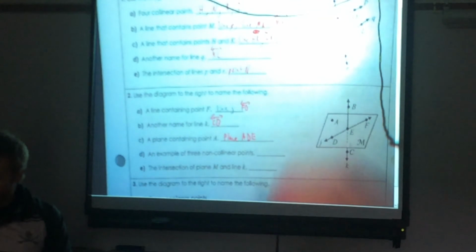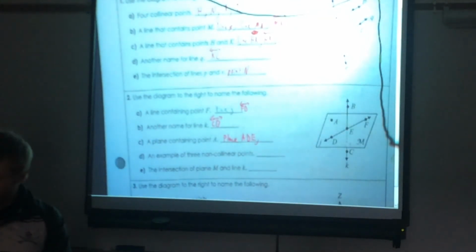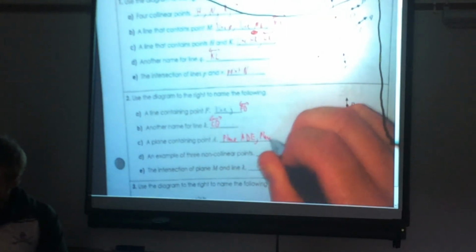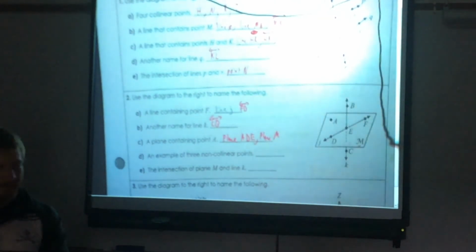But then also, what else could I have named that? Plane M. I have this capital M, and I could have said plane M. And that's supposed to be a cursive looking M.